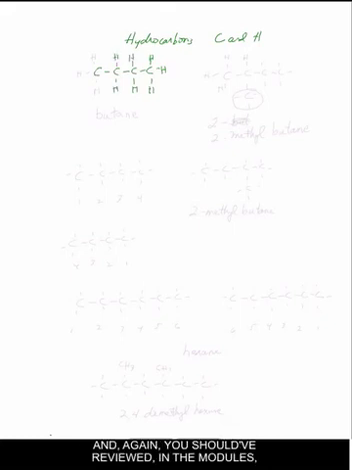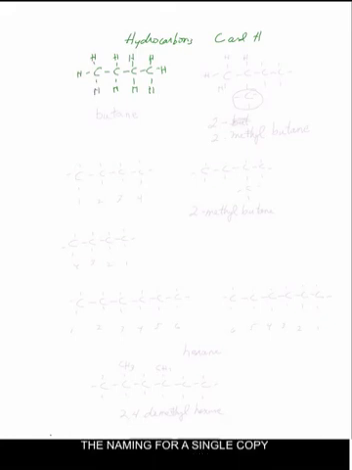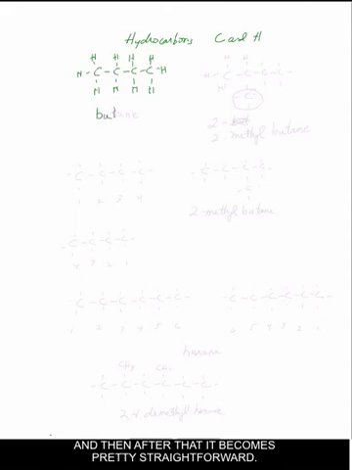And again, you should have reviewed in the modules the naming for a single carbon compound called methane, 2 carbons called ethane, 3 propane, 4 butane, and then after that it comes pretty straightforward. But this in any case is butane, 4 carbons in a row.